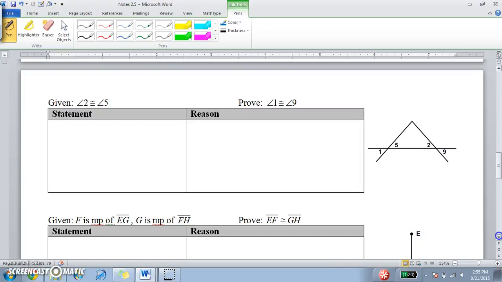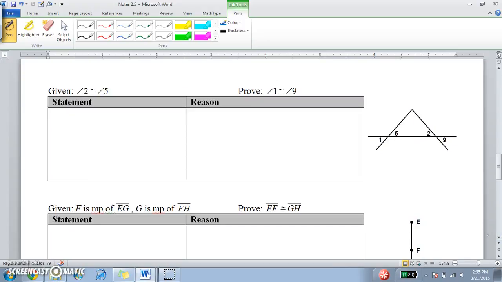Couple more proofs just to know what we're talking about. So now, in terms of geometry, what does this mean? So this diagram I've got over here, it's given to me that angle 2 is congruent to angle 5. So I'm going to mark that on my diagram with a little angle mark, a little rainbow mark. So we were given that information. I'm trying to prove that angle 1 is congruent to angle 9.